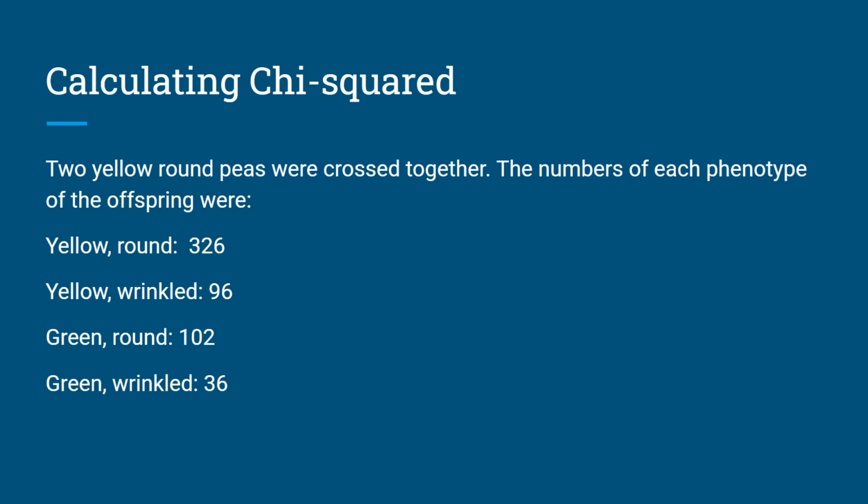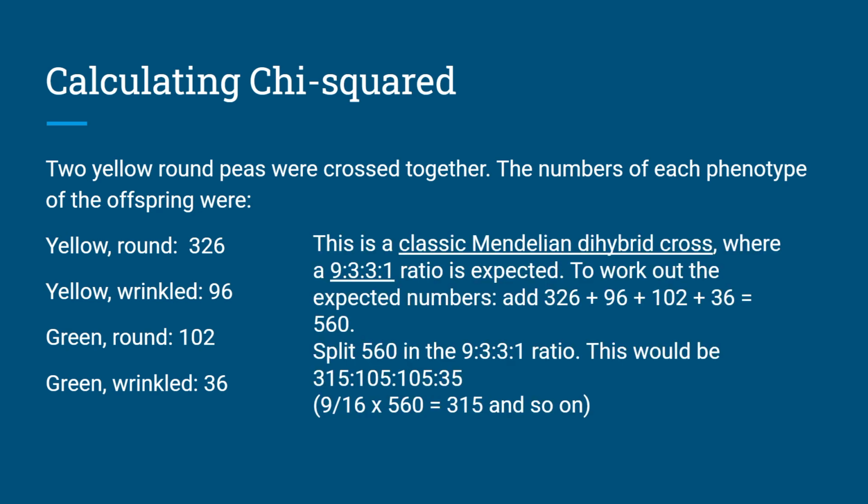Now we're going to do an example where we have 2 yellow ranprees that we are crossing together and we are given the numbers of each phenotype. Now before we get into the question, I want to state something very important. This is a classic Mendelian dihybrid cross where we would expect a ratio of 9:3:3:1. And to work out what the expected numbers are, we have to basically add up all of the different phenotype numbers, 326, 96, which gives us 560.